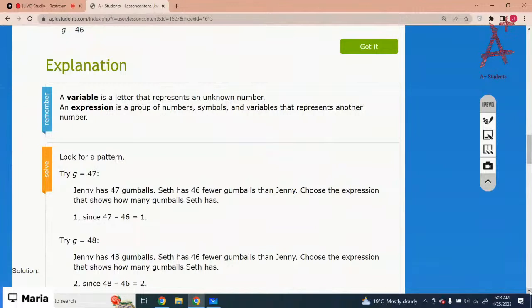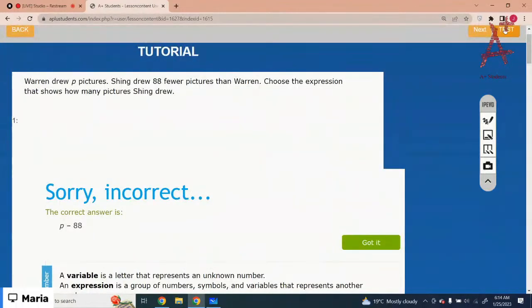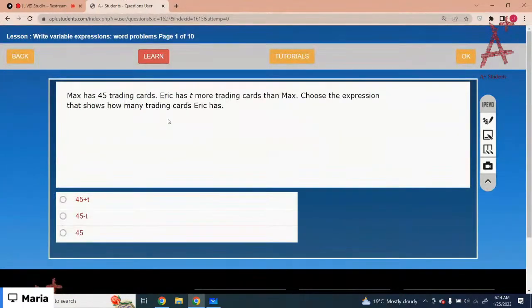Okay, let's just start with the test questions. Okay, Max has 45 trading cards. Eric has T more trading cards than Max. Choose the expression that shows how many trading cards Eric has.